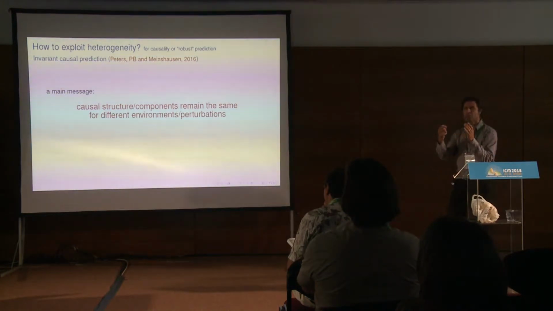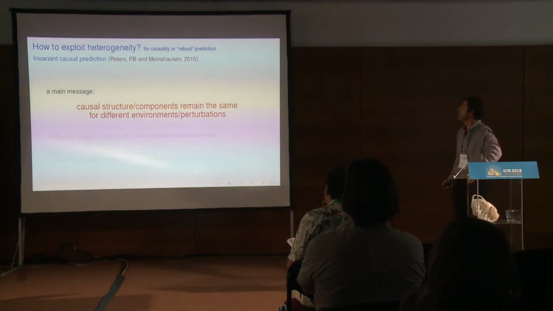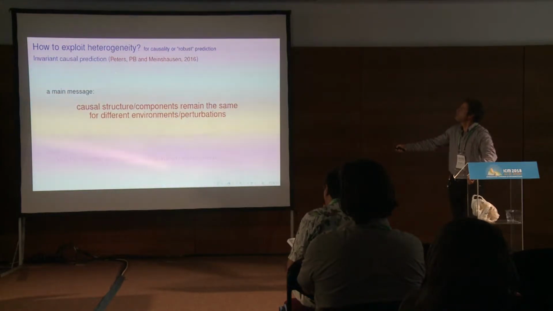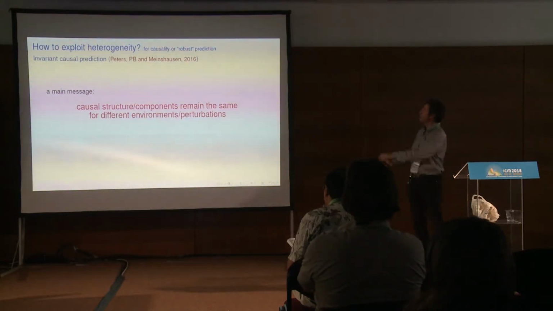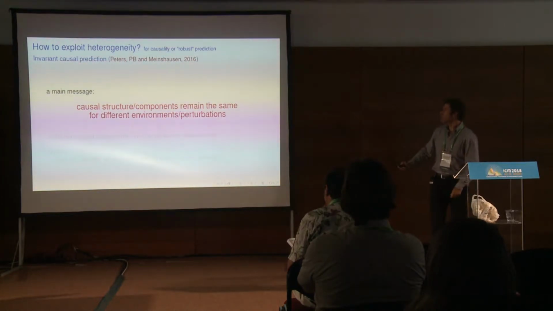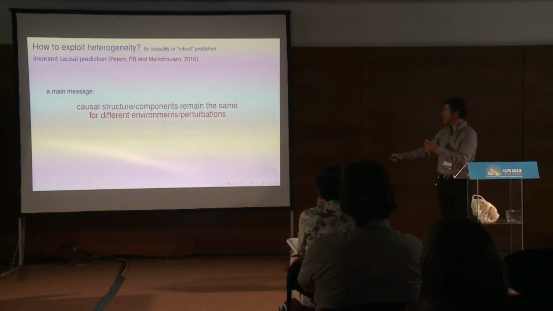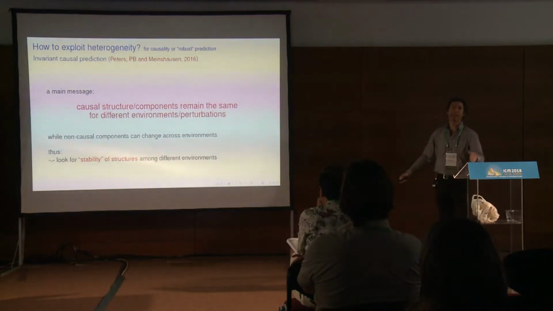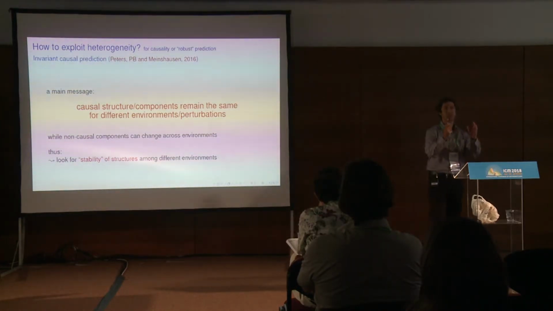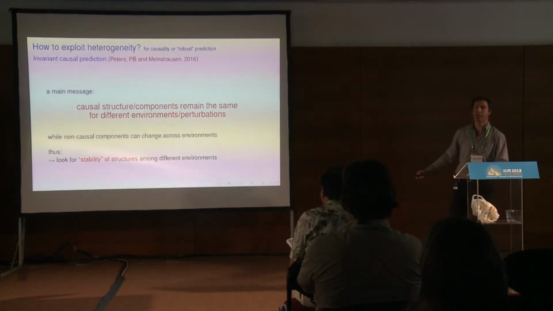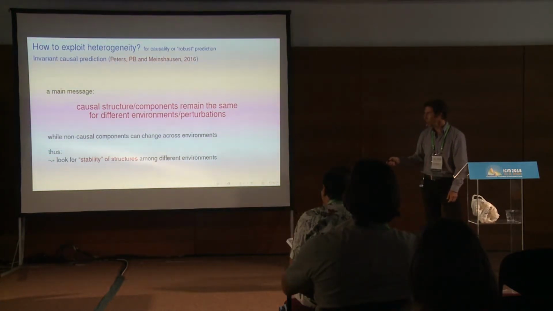Okay, so how can we exploit heterogeneity in the data? So I assume I have this heterogeneous data, I have my observed heterogeneity in this script D. And we have here a proposal, we call it invariant causal prediction. And I'm taking a main message already away on this slide, which says, and then I'll explain it later, causal structure, causal components remain the same for different perturbations, different environments, while the non-causal components, they can change across environments. And so this leads to a very simple principle. I only have to look for stability of structures among different environments, among different perturbations. Now the question is, of course, how do you define stability? What kind of stability measure you look at? And so here it is.